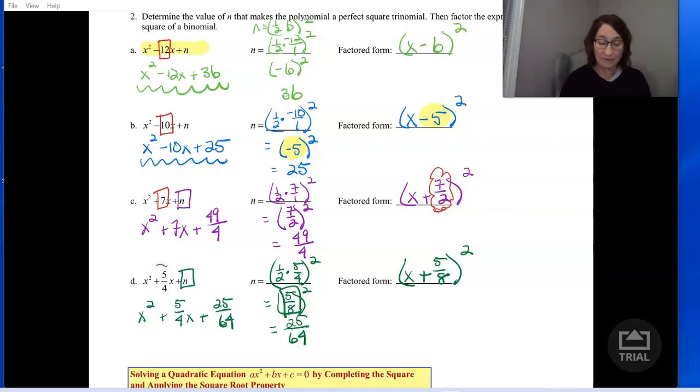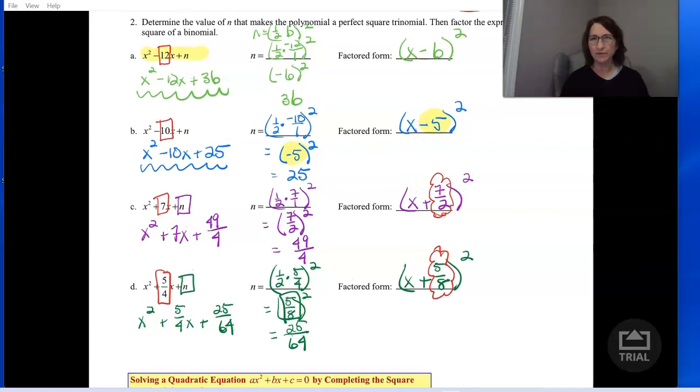And when it was a fraction, then it just went all crazy, and we got a fraction there too in our binomial. Not impossible, but when you're looking at strategies in terms of solving equations, it's going to be nice to be able to keep that piece of information tucked in the back of your head. So if you have a b term that's even, it's going to be really easy to complete the square. All right, let's go ahead and keep moving on here.